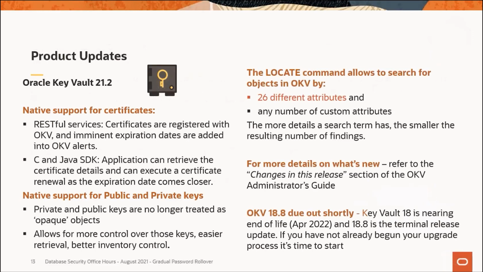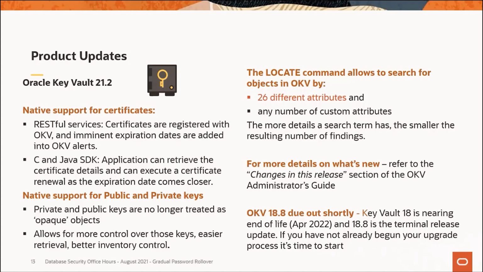We've also released Key Vault version 21.2. This is the first update to Key Vault 21, which we initially released January of this year. The big thing that's new in 21.2 is expanded support for managing certificates. That includes the ability to see when a certificate is going to expire, to report and generate alerts on certificates that are coming up for expiration. We expanded our software development kits so that we can retrieve details about the certificate.